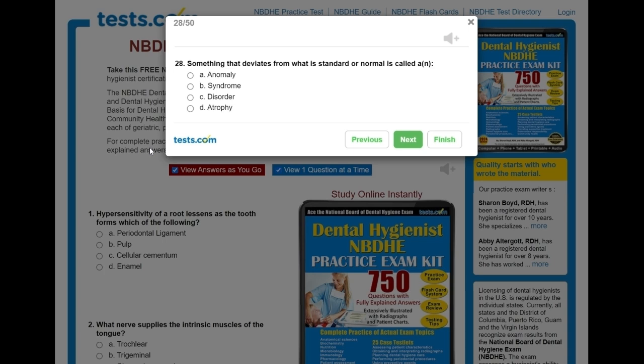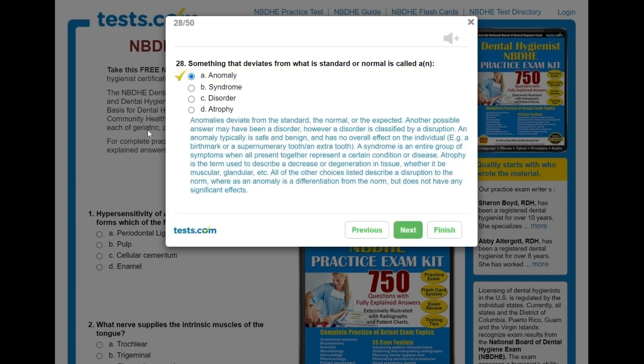Question 28. Something that deviates from what is standard or normal is called an A. Anomaly. B. Syndrome. C. Disorder. D. Atrophy. A. Anomaly. Anomalies deviate from the standard, the normal, or the expected.